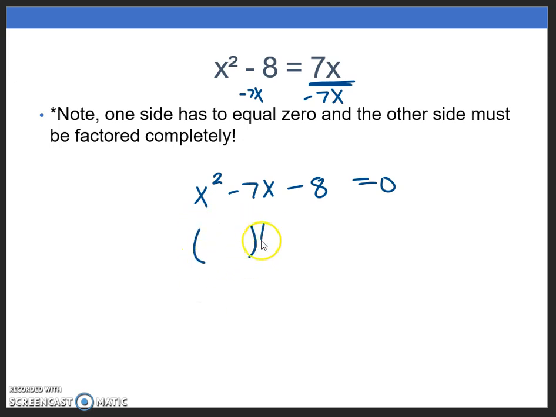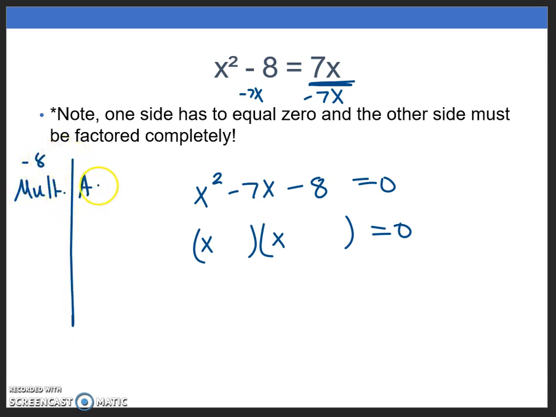So now we can factor this into two binomials. So to get x squared again, it's x times x. And I want the numbers to multiply to equal negative 8 and add to equal negative 7. So I could have a negative 2 and 4. Negative 2 times 4 is negative 8. Negative 2 plus 4 is a positive 2, so that's not right. Even if I did the other combination, 2 and negative 4, it's not going to add.